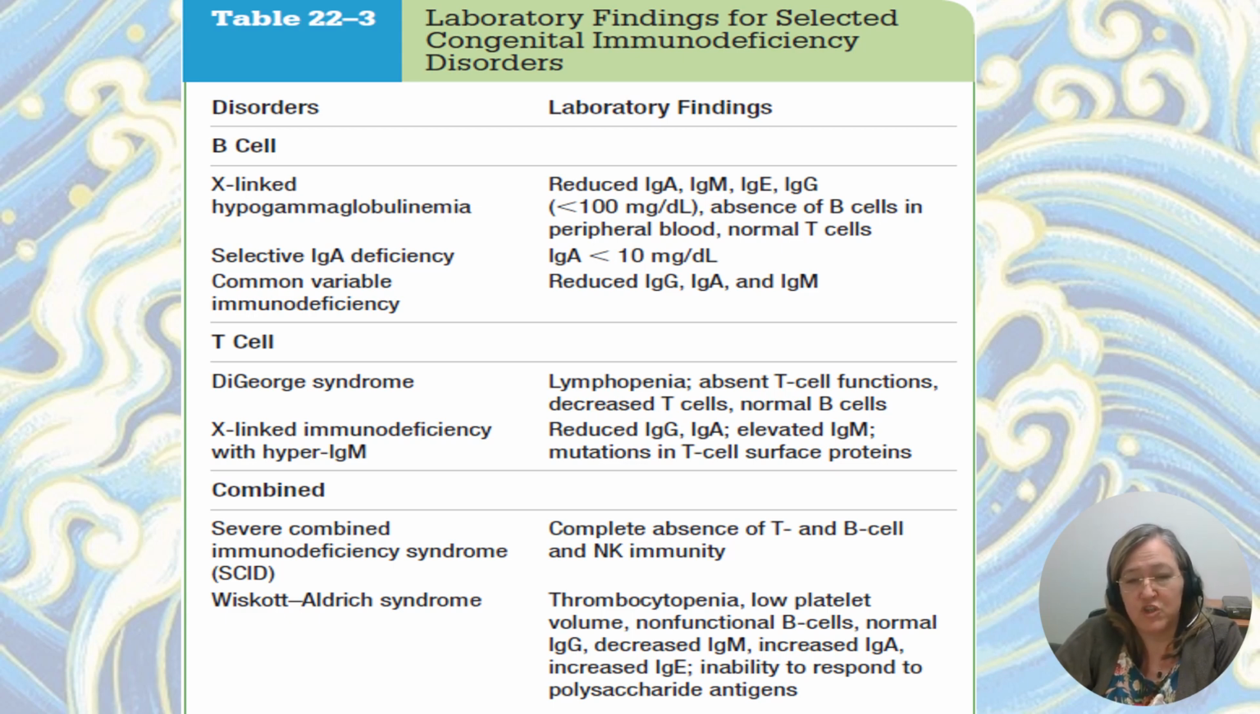For example, DiGeorge syndrome, they have absent T cell functions, decreased T cells, normal B cells. There's X-linked immunodeficiency, where they have reduced immunoglobulin G, A, but they have high M response. So that's just to name a few. I usually don't test on that, but you should know that there are lab results that can tell you what they're low on, and that could point you in the direction of what's causing it.